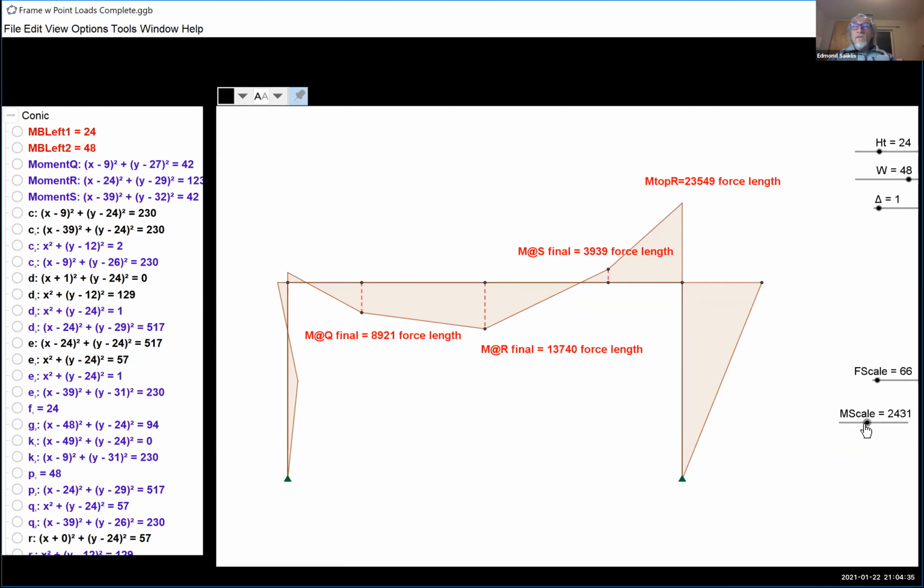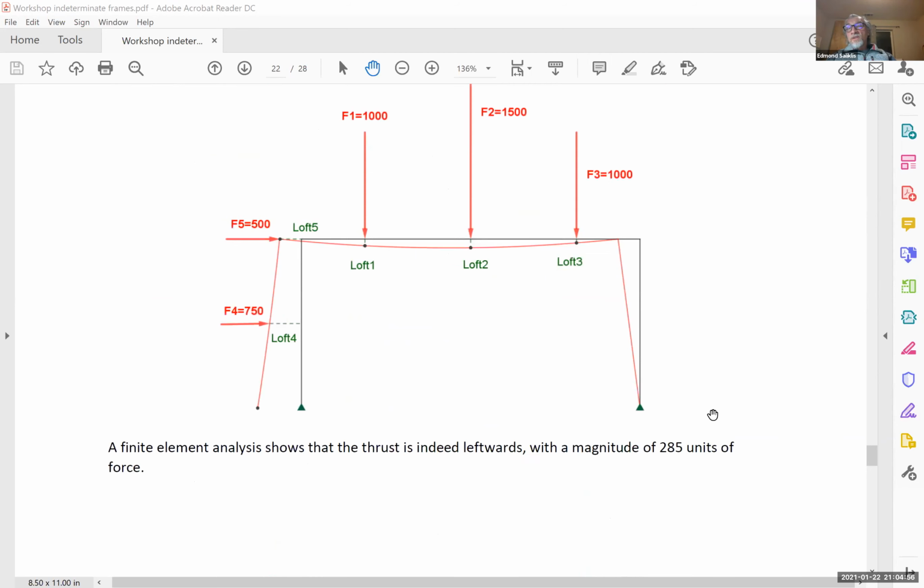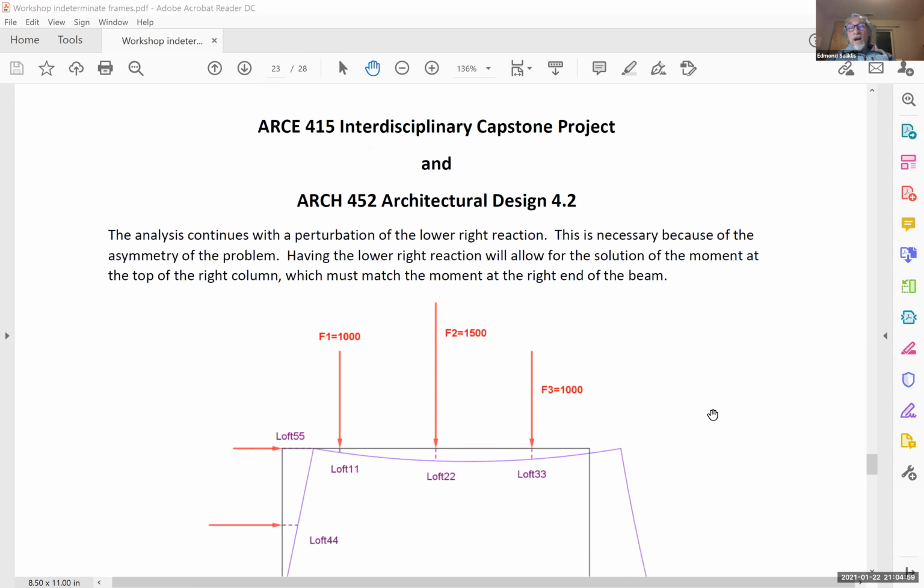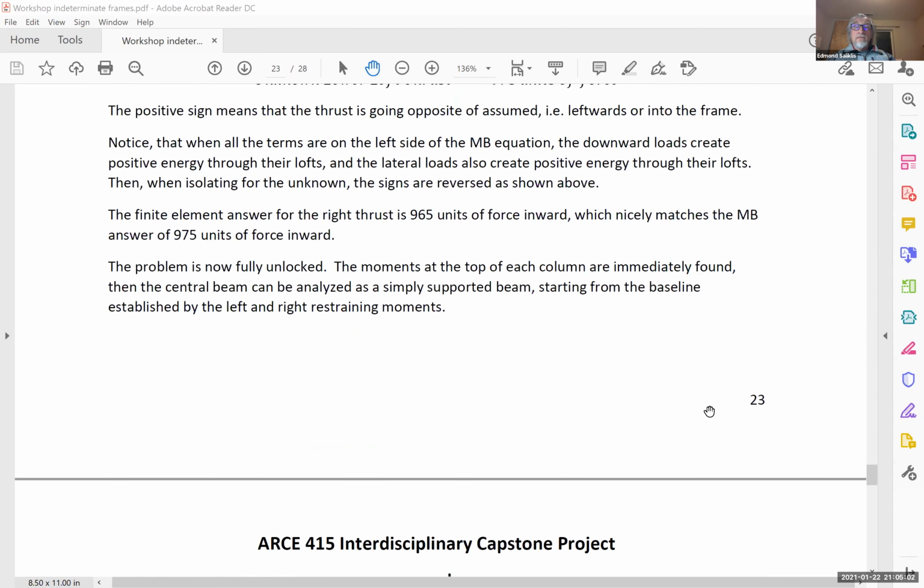And then I create the free moments based on this assumption that it is simply supported between the restraining moments, and I get that bending moment diagram to any scale that I want. And then I compare that to the finite element program output here, which is pretty good agreement, I think. And the nice thing about this method is that the complexity of the loads really doesn't make the problem any more complex. So there's the right loft.